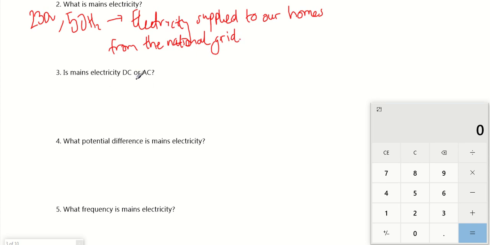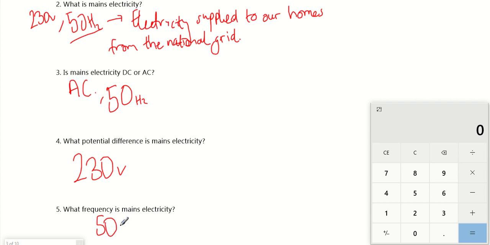Is mains electricity DC or AC? Well, we said it's 50 hertz. That's the frequency of it. It is AC, alternating current, and that alternates at 50 times a second. It changes direction 50 times a second. What potential difference is mains electricity? Well, that one we've already said as well, it is 230 volts. And what frequency? 50 hertz. So that there are questions 1, 2, 3, 4 and 5.